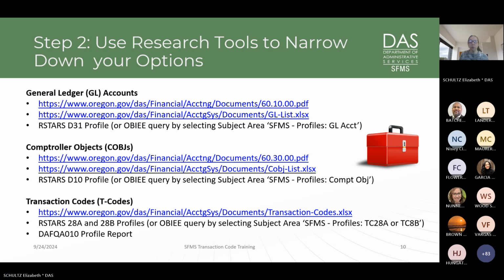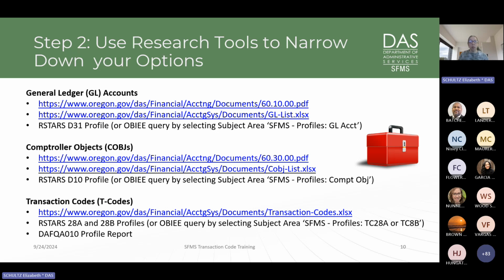So there's a lot of different ways to get to that information, depending on what you're most comfortable with using. For comp objects, same type of thing. We've got the Oregon Accounting Manual to look up those definitions, that complete list of comp objects where you can see how they'll roll up for financial reporting. You can look them up on the D10 profile, or if you like to use OB, you can query that information as well.